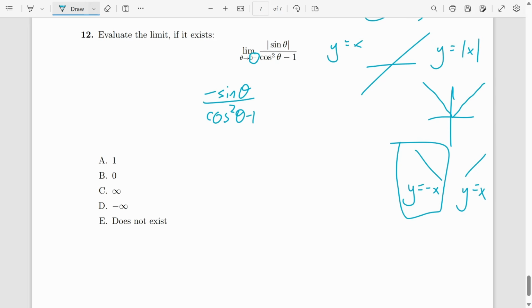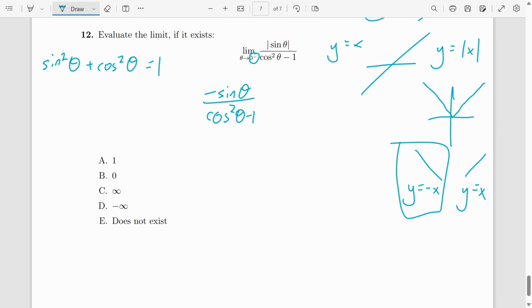I think what we can do actually is something that doesn't come up too often at this point in Calc 1: the Pythagorean identity. It's different from the Pythagorean theorem. It states that sine squared theta plus cosine squared theta equals 1 every time, for any value of theta.